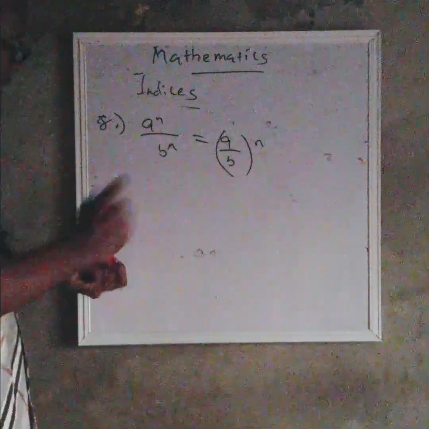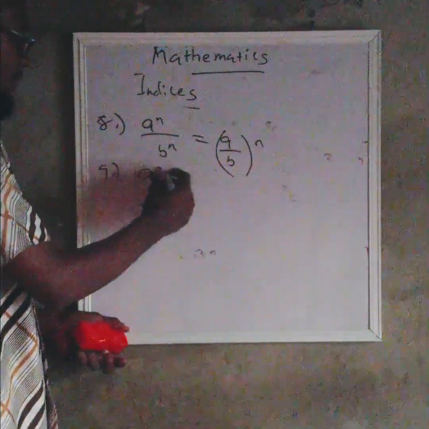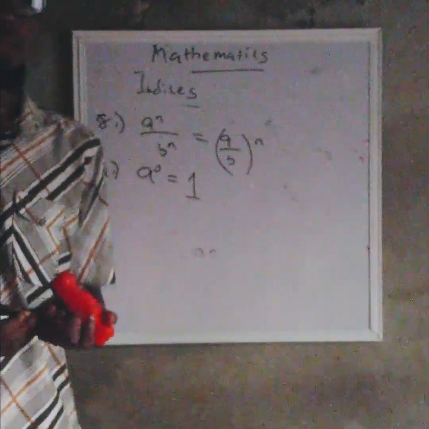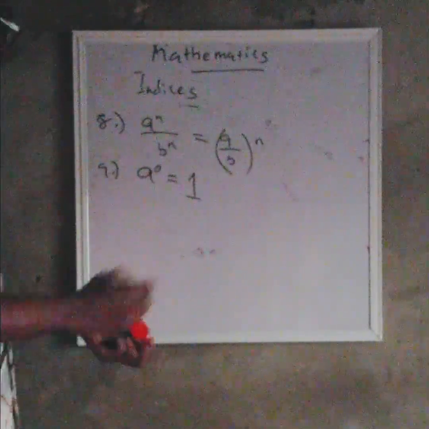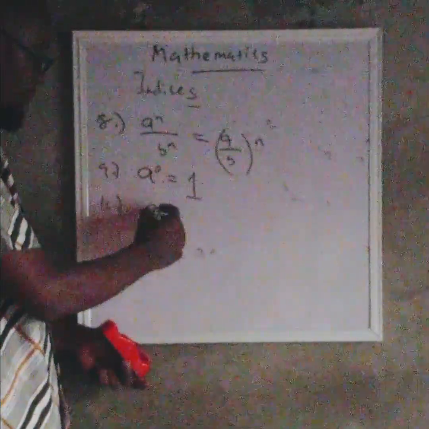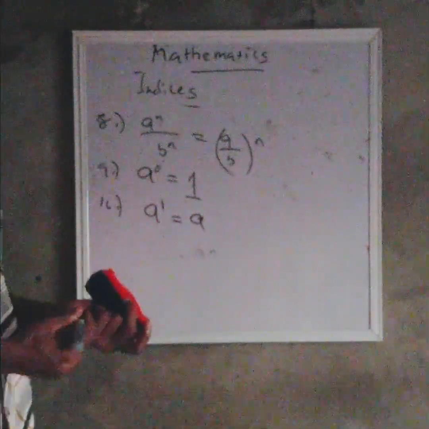Now we can also say any number to the power of 0 is equal to what? 1. A very important rule. Any number to the power of 0 is equal to 1. And the last rule here says any number to the power of 1 equals what? That particular number.